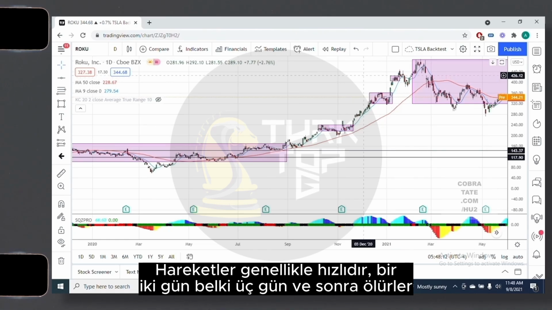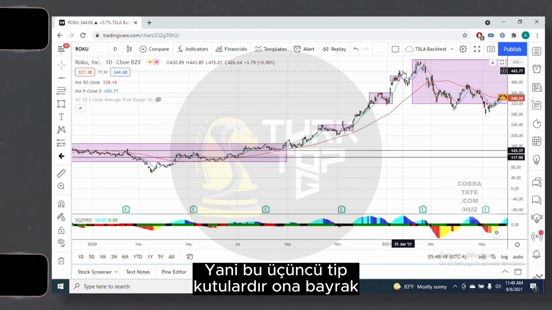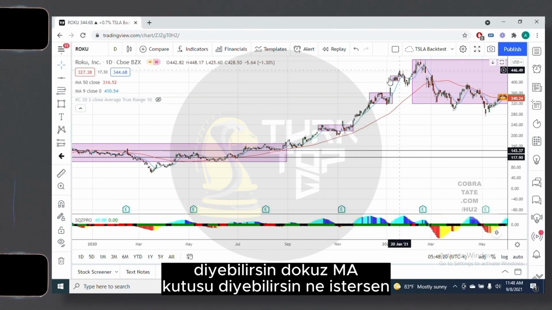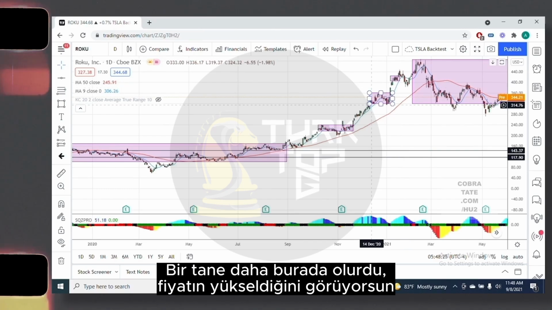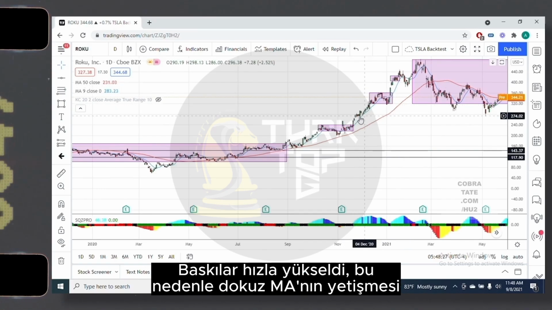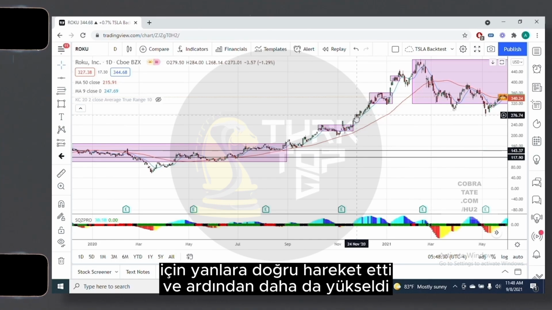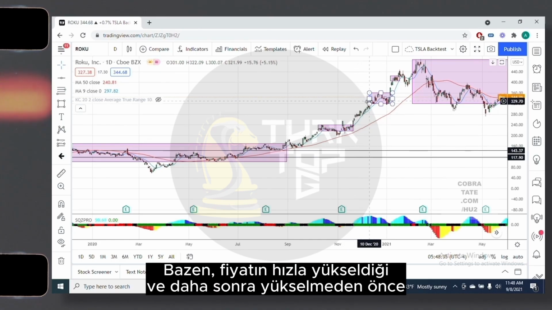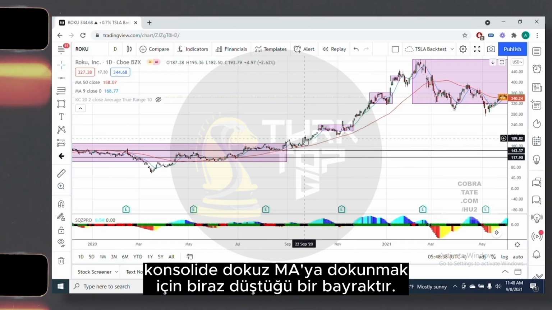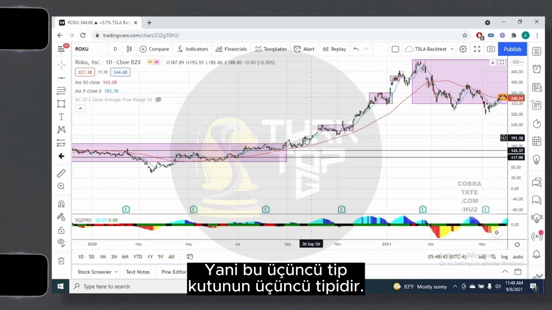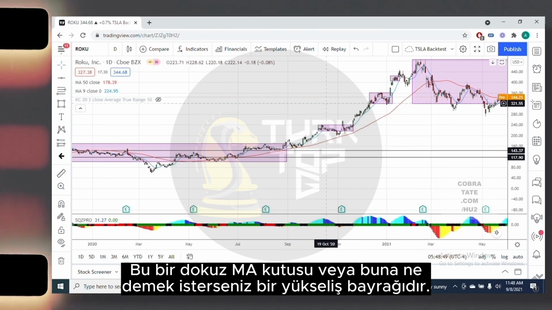These moves are usually quick, 1, 2 days, maybe 3, and then they die down. So that's the third type of boxes. You can call it a flag, you can call it a 9 MA box, whatever you like. Another one would be here. You see the price went higher quickly, so it moved sideways for the 9 MA to catch up, and then it went higher. Sometimes it's a flag. The price went high quickly, then it came slightly lower to touch the 9 MA, consolidated before it went higher. So that's the third type of box. It's a 9 MA box or a bullish flag, whatever you want to call it.